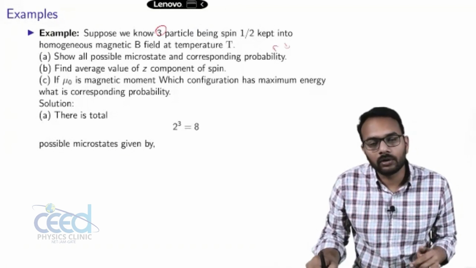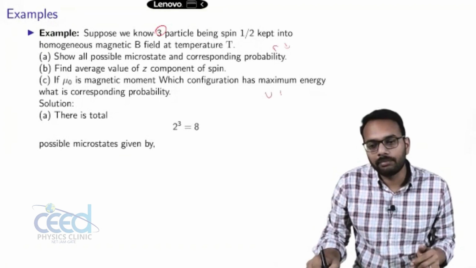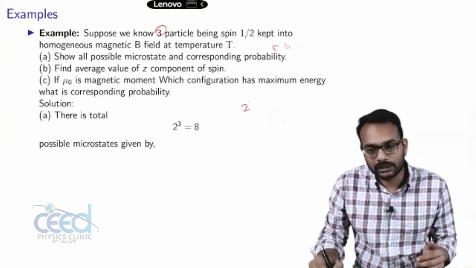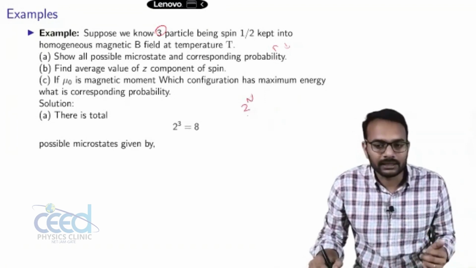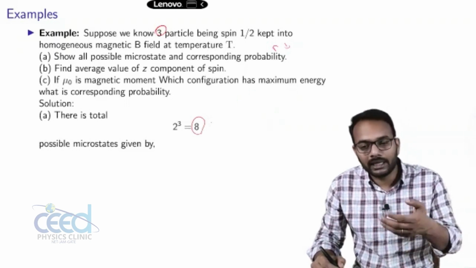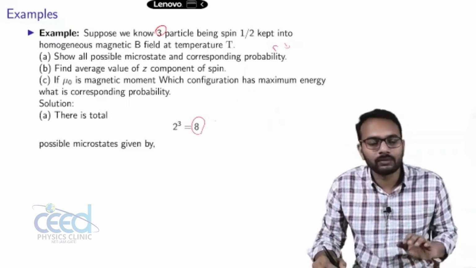It can be up or down. So there are two possibilities. So the total number of configurations or distributions is 2 raised to n. In this case, it's 8. So the probability for any particular microstate in this case is 1 by 8.